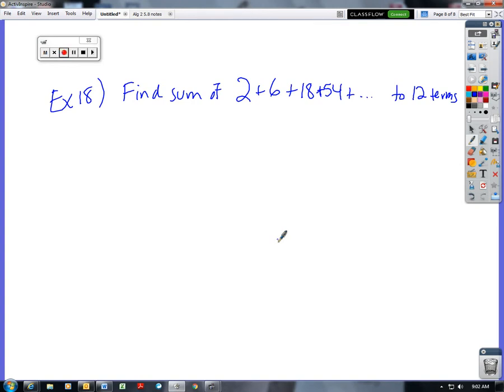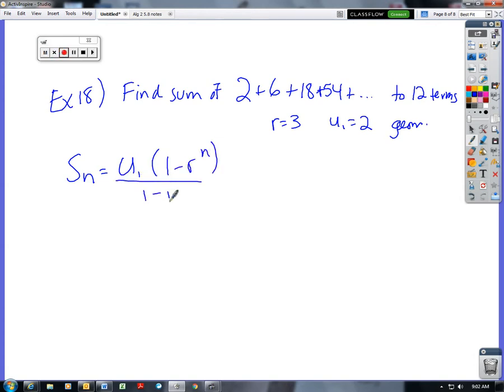Your first job, so normally if you're going to see a problem like this, you have to first of all identify what type of sequence it is. And so I'm looking at this and I'm noticing that we're multiplying by 3. So r is 3. And then you can also identify the first term, u sub 1 is 2. And you're noticing that it's geometric. So then you would go to your formula sheet and you would choose the formula that we just had. I'll write it down again. U sub 1 times 1 minus r to the n over 1 minus r.